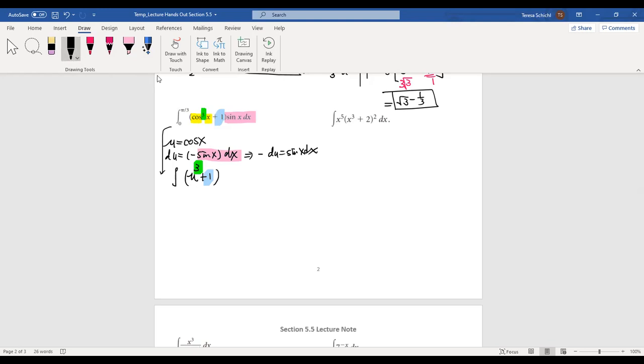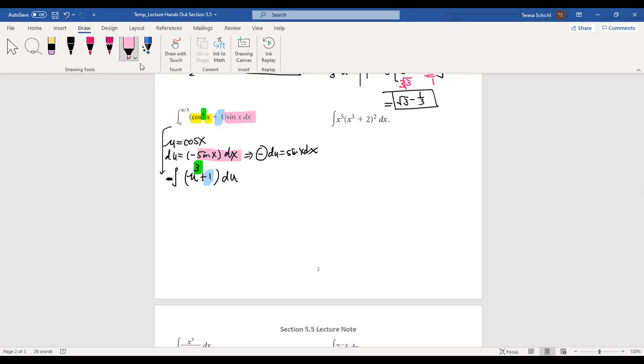Okay, so this is a du. And now I can integrate, right? So I have a negative sign. So I put this negative sign here. Careful, I have a negative sign here. Okay, now we can substitute back the value, right?